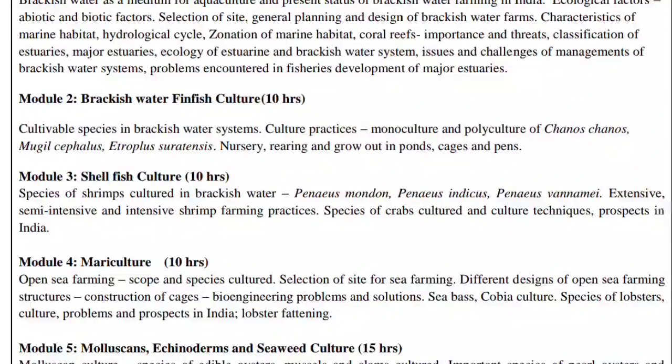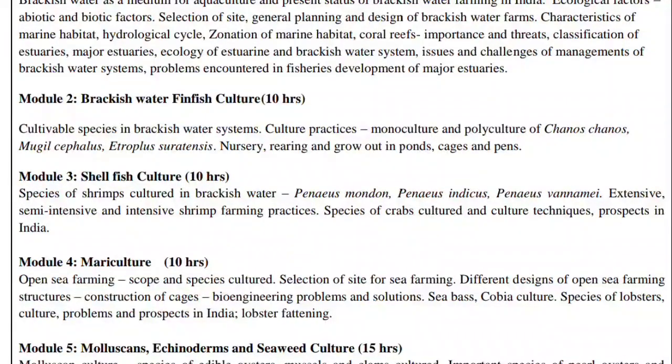Cultivable species in brackish water systems, cultured species, culture practice, monoculture and polyculture of Chanos chanos, Mugil cephalus, Etroplus suratensis, nursery rearing and grow-out in pond, cage and pens.